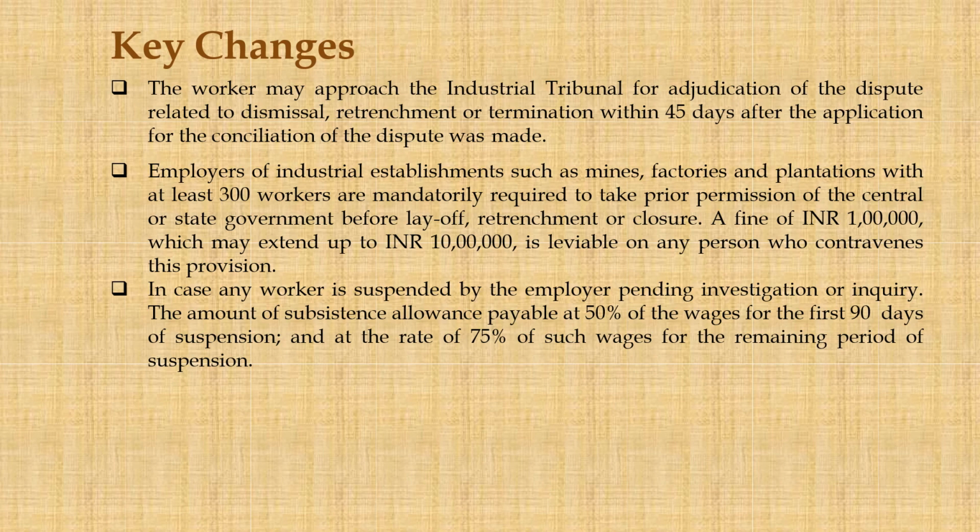In case any worker is suspended by the employer pending investigation or pending inquiry, the amount of subsistence allowance payable is 50% of the wages for the first 90 days of suspension and at the rate of 75% of such wages for the remaining period of the suspension.